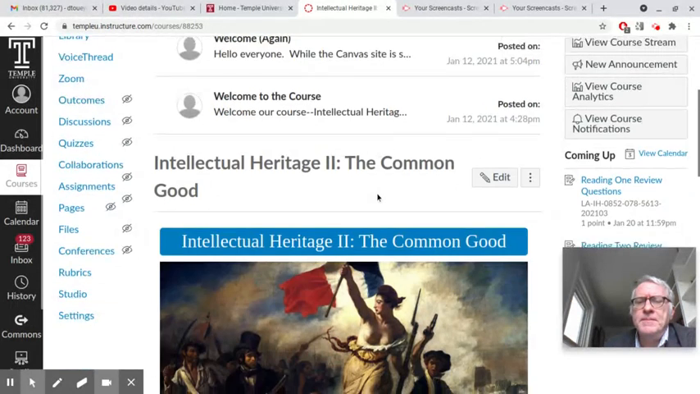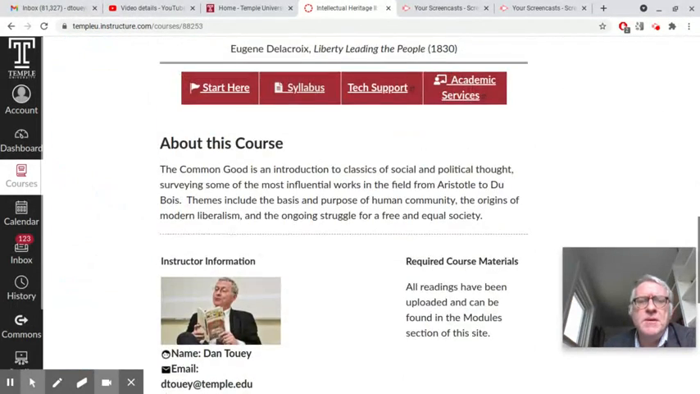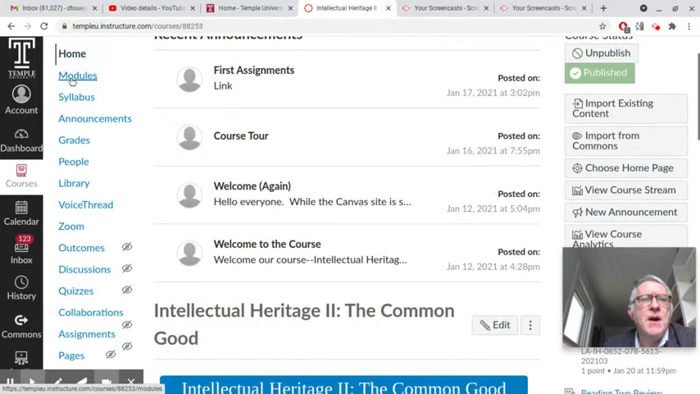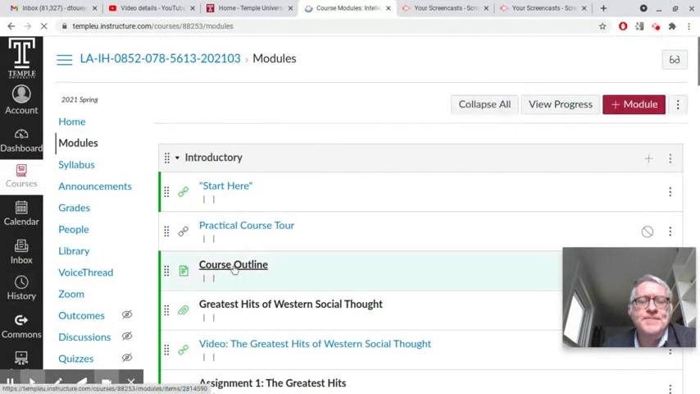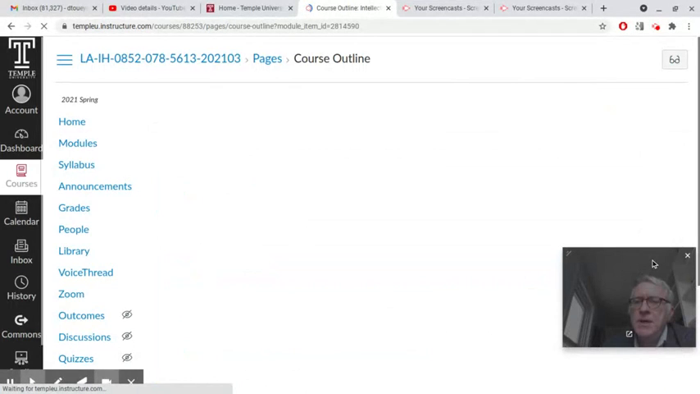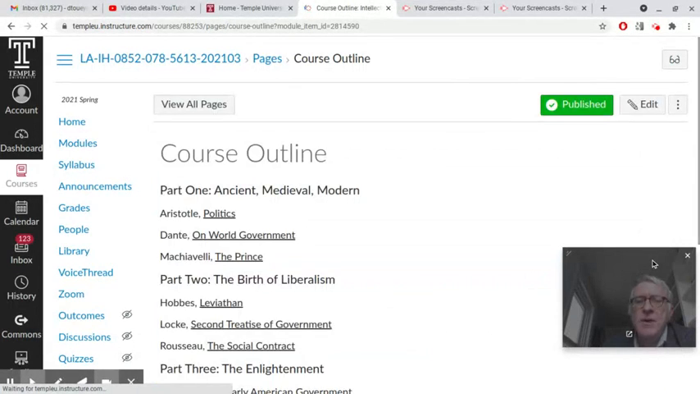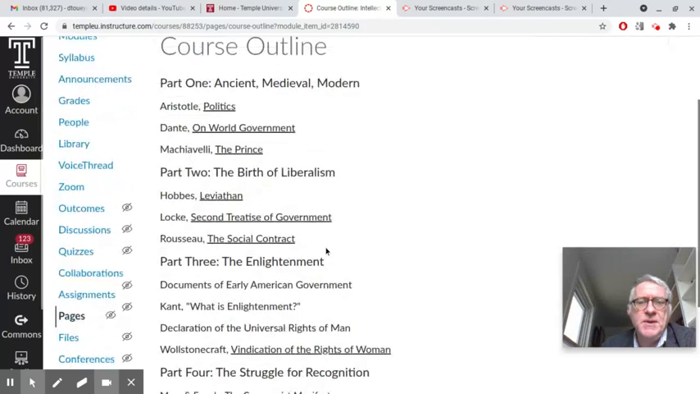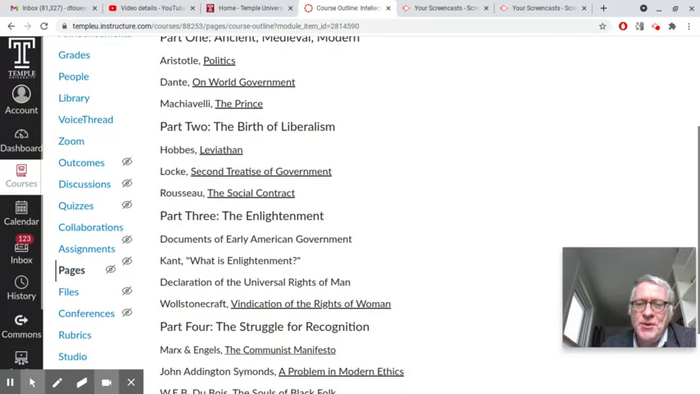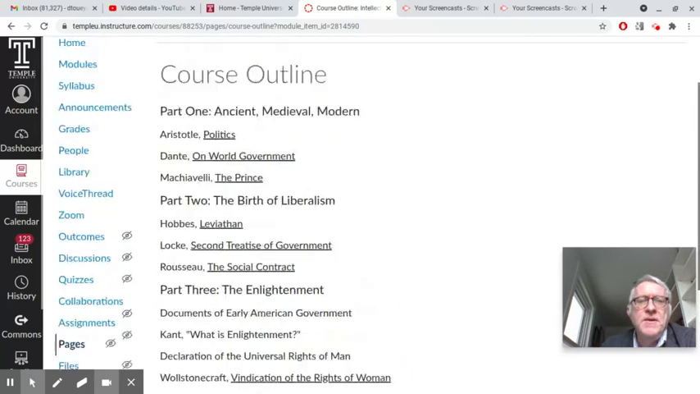And if we look at our readings here, if you go to modules and then you look at course outline, you'll see everything that we read grouped together into sections. If this were a political philosophy course, an intro to political philosophy, this would be quite a fine syllabus. I mean, in terms of doing that, different thinkers.